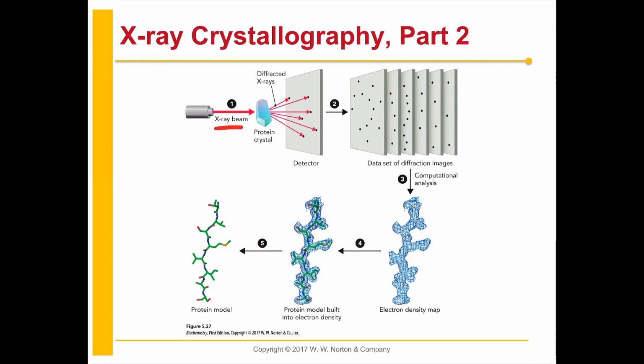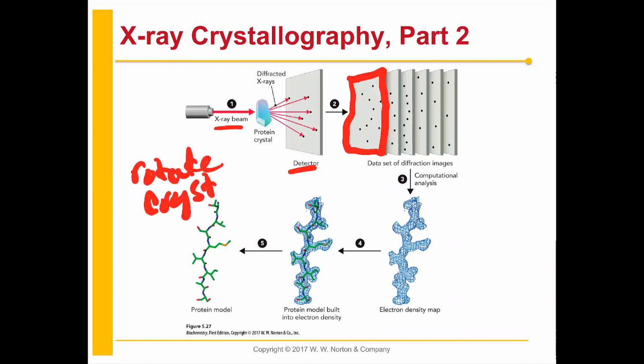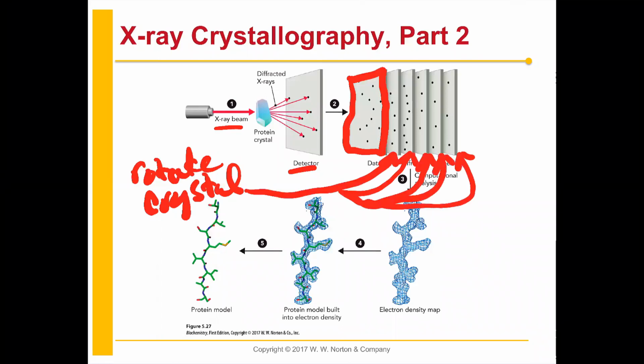So that's great, and your book shows that. The diffracted X-rays hit the detector, and so you get this one data set right here. Now, what you have to do is rotate your crystal, run the experiment again, and you get a second one. You rotate the crystal again, you get a third. You rotate again, you get a fourth. So every time you rotate, you're getting another piece of data.